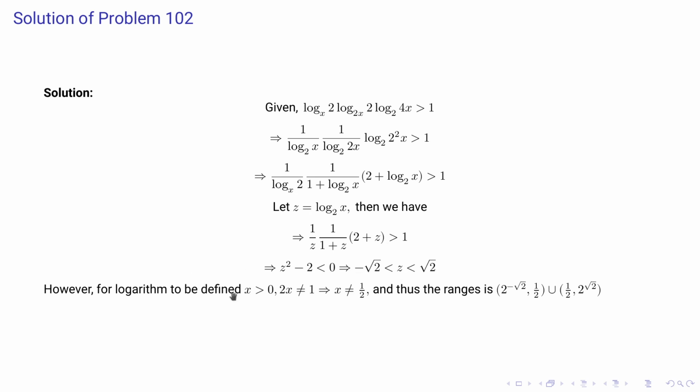However, for logarithm to be defined, x should be greater than 0. We can see that here with 4x. And 2x cannot be equal to 1 because it's the base of the middle term. So that means x cannot be equal to half. So the range would be 2 to the power minus square root of 2 comma half, and then half comma 2 to the power square root of 2. Note that these two are open intervals.